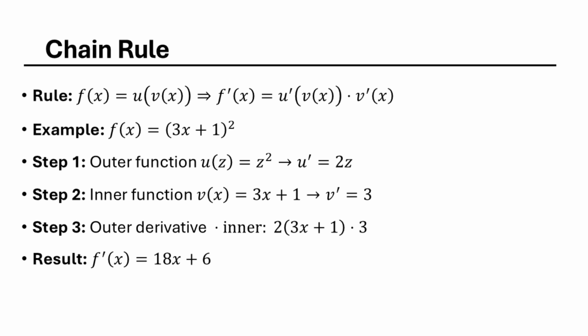Let's look at f of x equals in parentheses 3 times x plus 1 to the power of 2. The outer function is something to the power of 2. Its derivative would be 2 times that something. The inner function is 3 times x plus 1, and its derivative is just 3. So, f prime of x equals 2 times the quantity 3 times x plus 1, then multiplied by the inner derivative 3. Multiplying 2 and 3 gives us 6, so we have 6 times the quantity 3 times x plus 1, which simplifies to 18 times x plus 6.